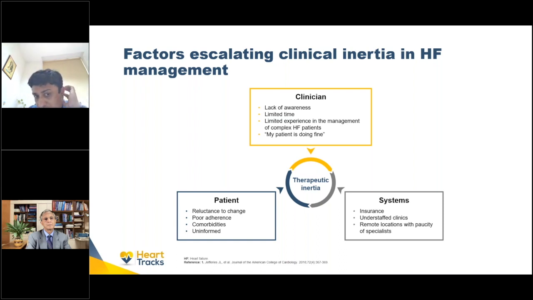On the patient side, yes, there are many things. They are reluctant to change. They don't want to change. There is poor adherence to the given medications, many comorbidities, and they are not aware of the disease they are having. And of course, in India, if you look at the practice, everybody is paying from their own pocket. So insurance and government schemes don't cover outpatient medical management. So that system is also responsible for the same.